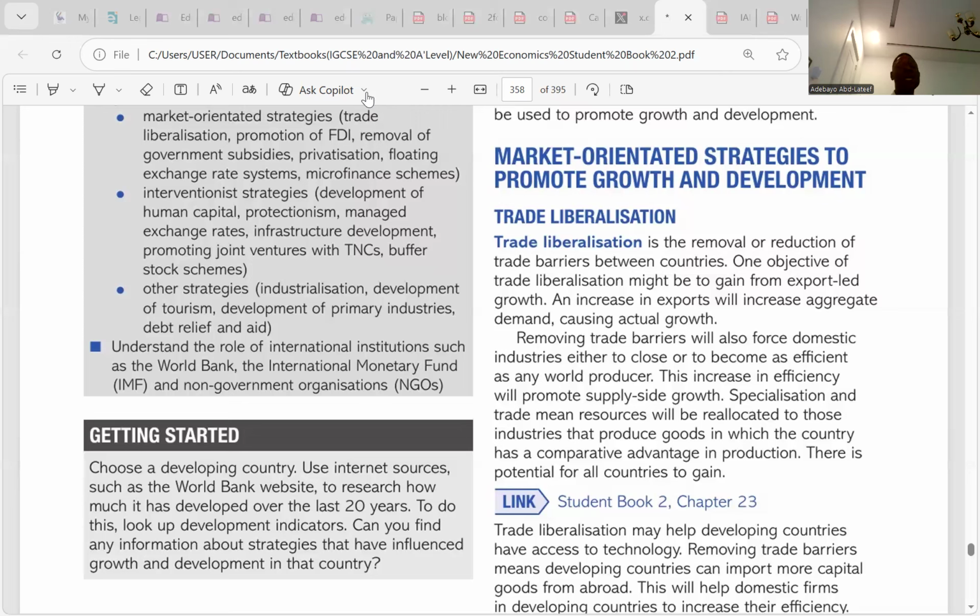And if trade barriers are taken away, even domestic firms, exporting firms, would have to be up and doing, because if they are not efficient enough, other countries that are efficient would steal the show. So trade liberalization would bring about efficiency, and efficiency might lead to export-led growth, which might as well promote economic growth and development, especially for those countries that have comparative advantage when it comes to certain production. Okay. I think trade liberalization is clear there.